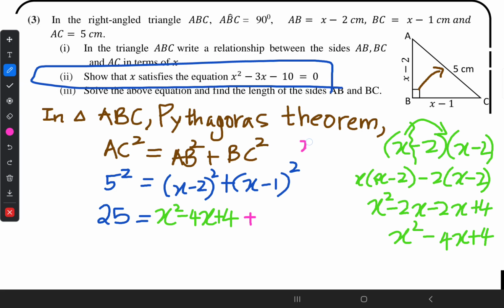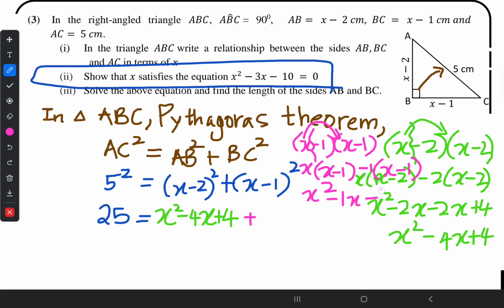Likewise, I'll expand the other expression over here: x minus 1 into x minus 1. First of all, split the first bracket into two parts, then expand the x minus 1 bracket with x, then with negative 1. X into x, x square. X into negative 1, negative 1x. Negative 1 into x, negative 1x again. Negative 1 into negative 1, positive 1. X square, negative 1x, negative 1x, that's negative 2x, plus 1. This is the way you should expand the second one. So it will give you x square minus 2x plus 1.